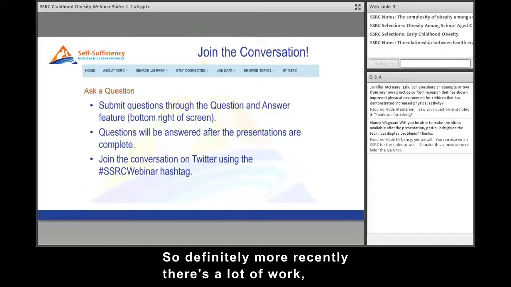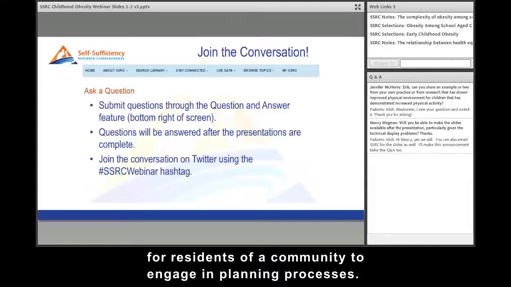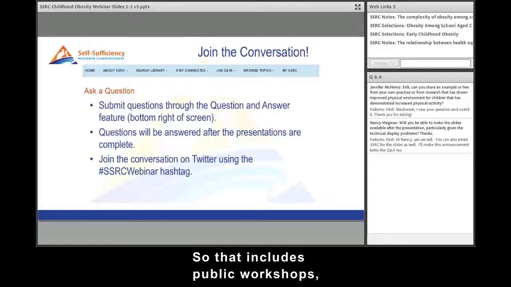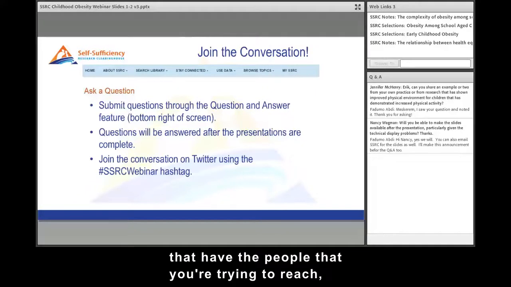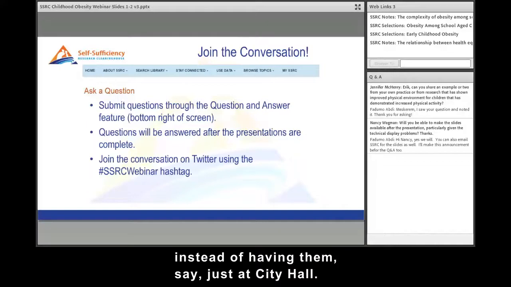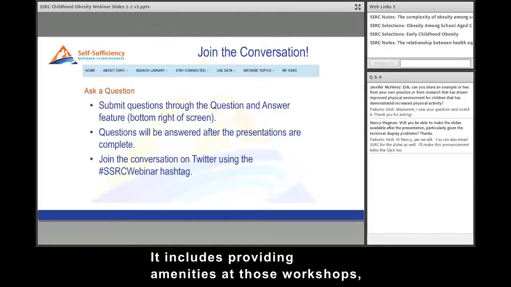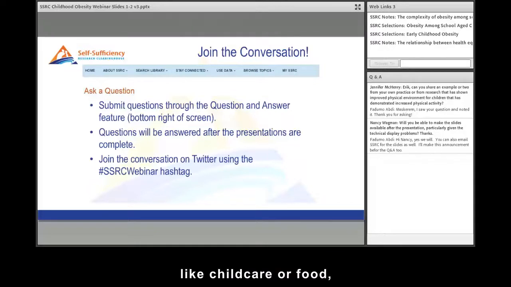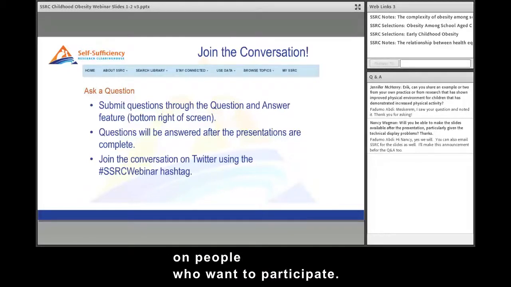More recently, there's a lot of work on having a wide variety of ways for residents of a community to engage in planning processes. That includes public workshops held in the neighborhoods that have the people you're trying to reach, instead of, say, just at City Hall. That includes planning those workshops at different times of day to accommodate different work schedules. It includes providing amenities at those workshops like childcare or food, so that it's not an imposition on people who want to participate.